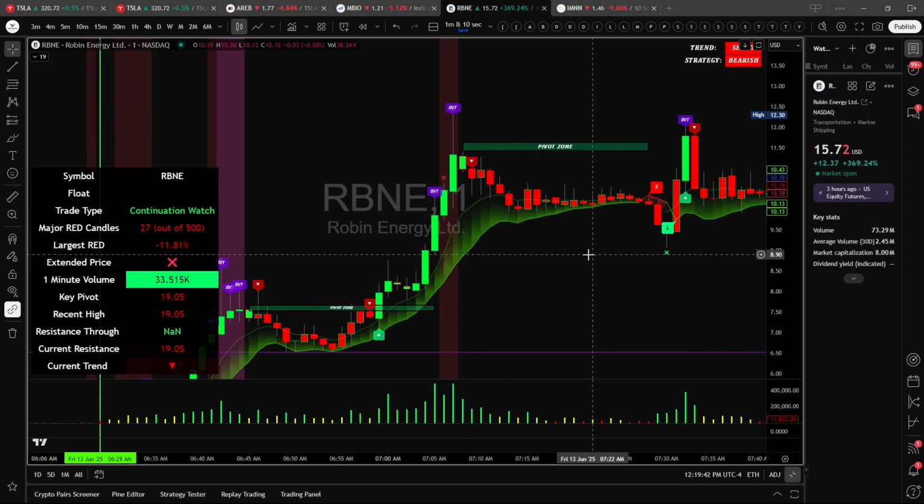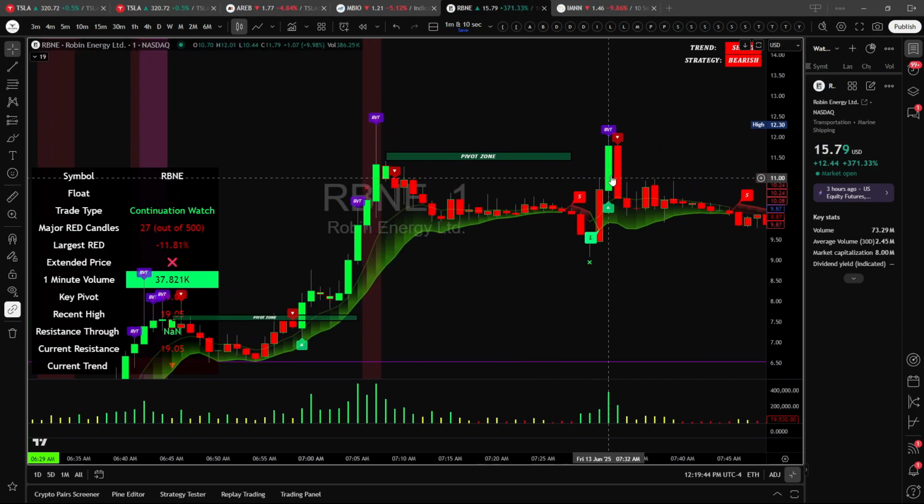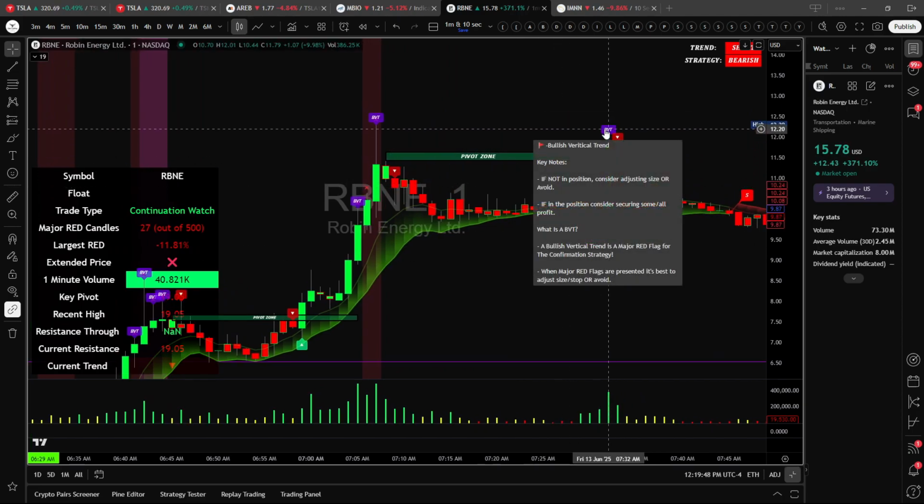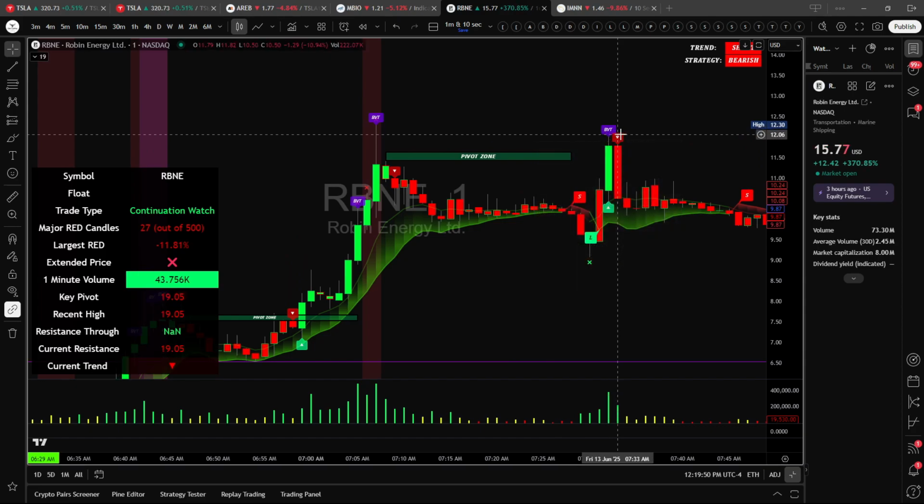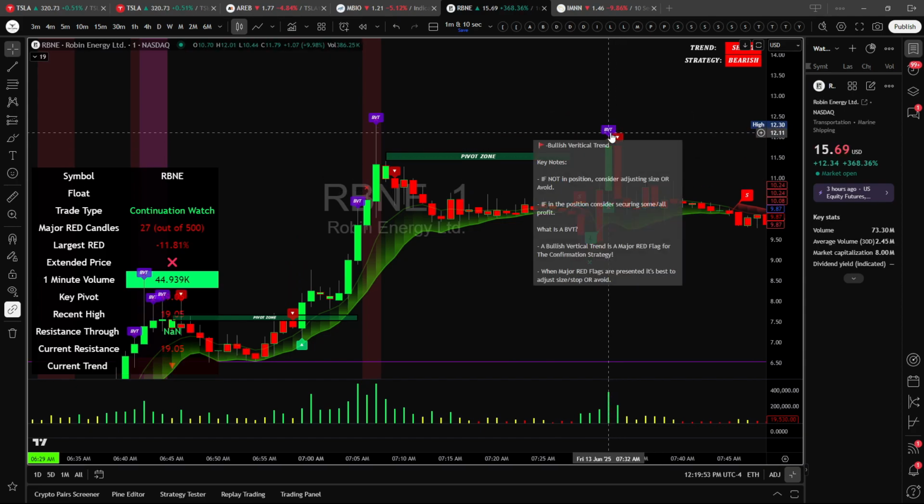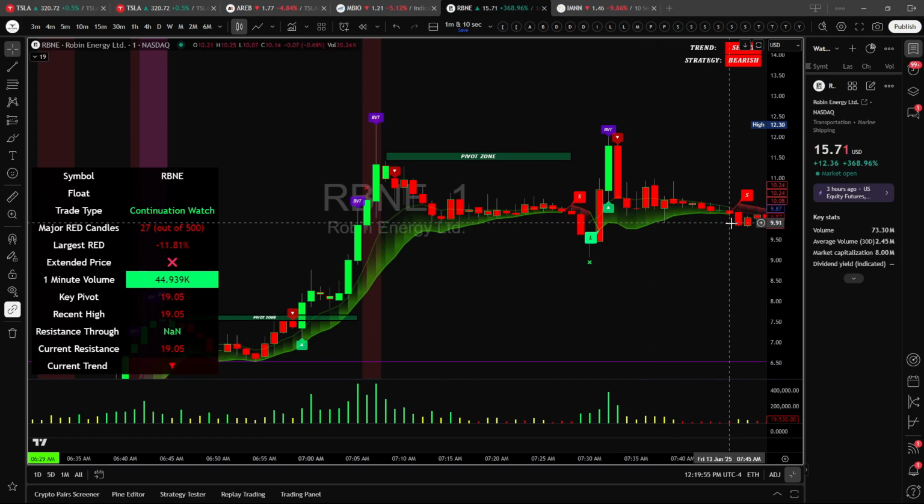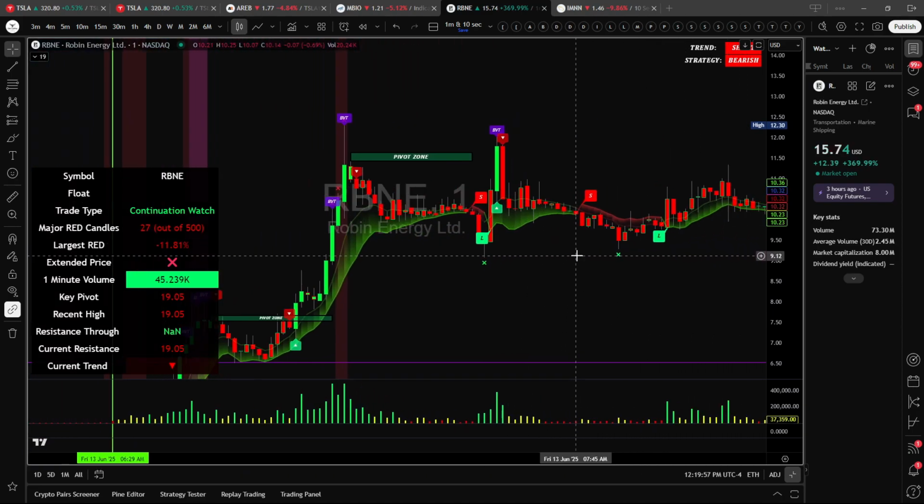And then at this point, we see the red candles again. That's because we're above the most recent pivot zone. We have a green candle here. It closed above that pivot zone over here, but did not hold. So this is a BVT, a bullish vertical trend. So that's a red flag. Pulled back the next candle after that red flag showed, and then all of a sudden it started to fade, basically fade off for a little bit there.